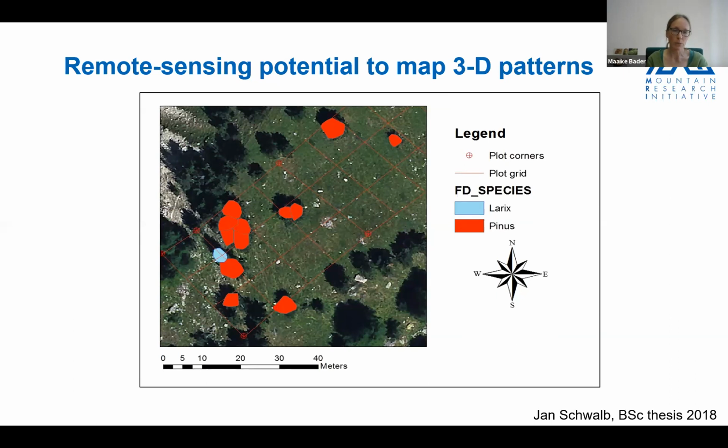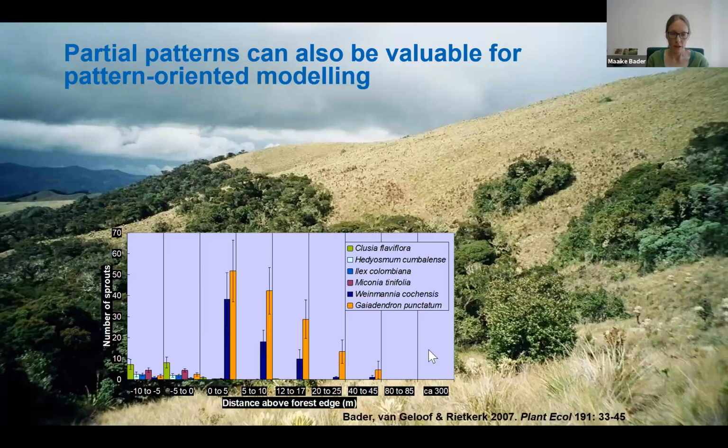So the nice thing about pattern-oriented modeling is that you don't need all the patterns all the time. Of course, the more patterns you have, the better. But if you have something like this, so this is just seedling distribution inside the forest to the left, and then outside the forest, some species are more and then getting less. This is an example of the type of data that you can also use to evaluate your model with, even if it's only part of the patterns that the model could be producing.